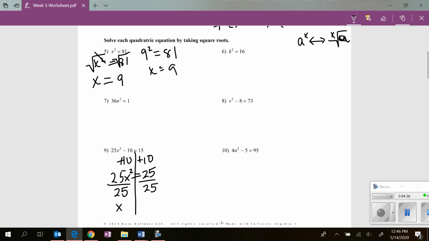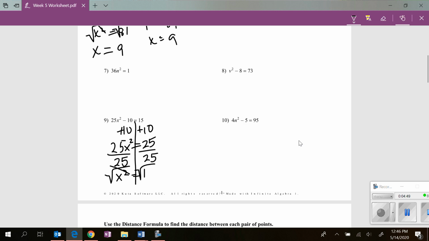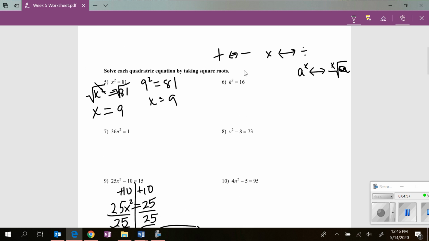And I've got x squared equals 1, and I square root it to cancel that exponent, square root of 1. And remember that whenever you square root a 1, it's equal to 1. And you're done, okay? So practice that with the rest of the problems there. If you need more help, then we'll go over a few more in our Zoom class, okay?